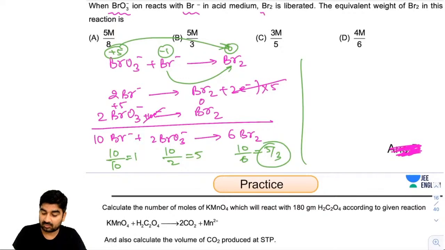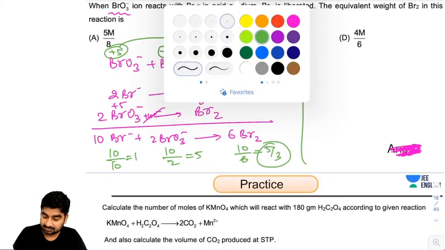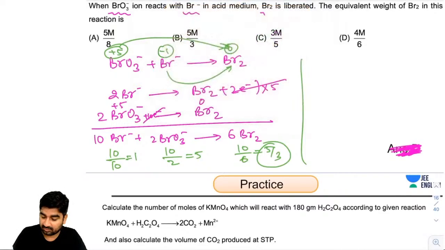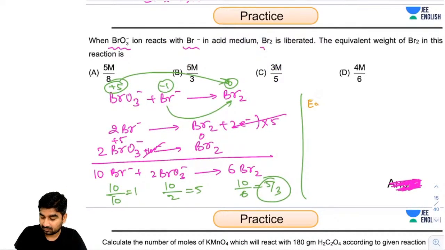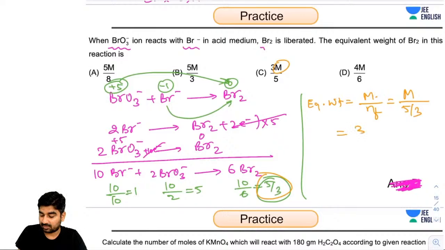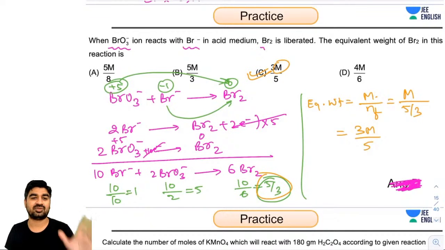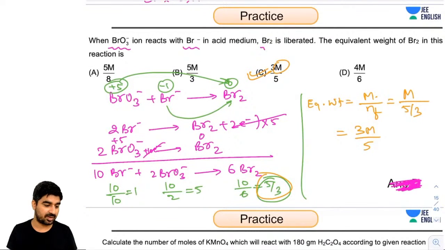And what is the formula for equivalent weight, guys? Equivalent weight is equal to molar mass over n factor. So if molar mass is m, then the n factor will be 5 by 3, so it will be 3m by 5. So the answer will be C. Yes, Amy, again you are right. Very good, Amy. Excellent.